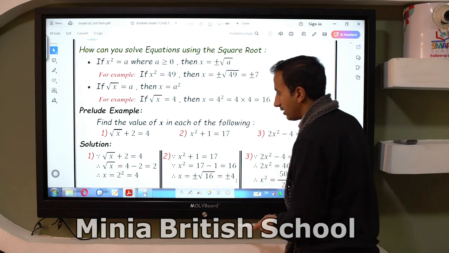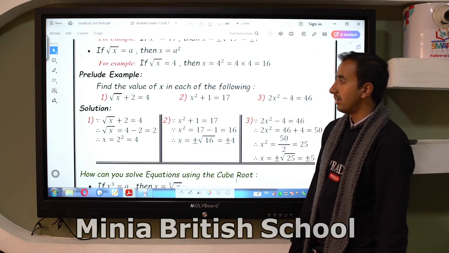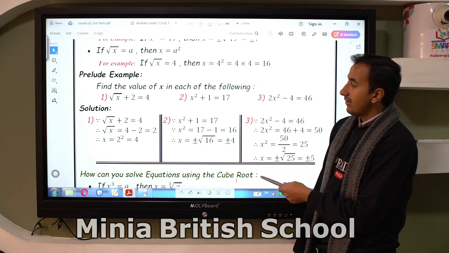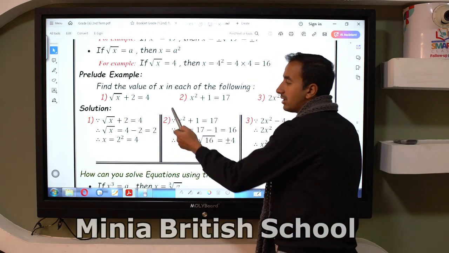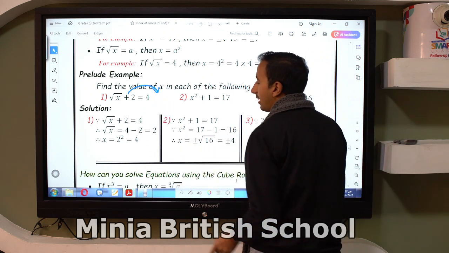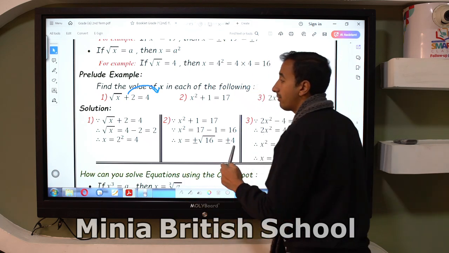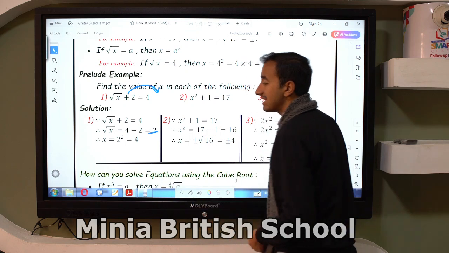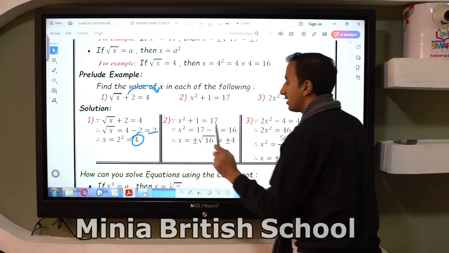We have another three examples for solving equations with square roots. Finding the value of x here: the square root of x plus 2 equals 4. You can move the 2 to the other side by the inverse operation. So 4 minus 2 is 2. The square root of x equals 2. Then x equals 2 power 2, which is 4. The answer will be 4.